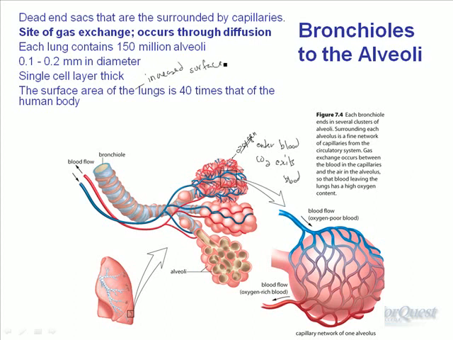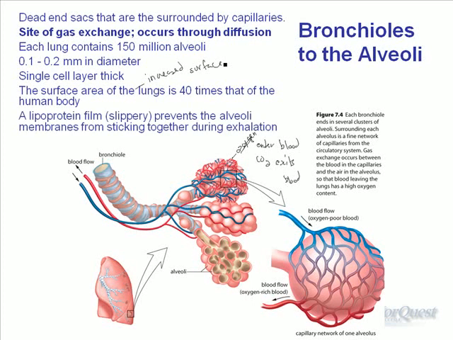The more surface we have, the more oxygen we can take in, the more carbon dioxide we can get rid of. They're also covered in a lipoprotein, and when we look at this word, we see lipo, that means a fat, and a protein is a protein. What it is, it's a slippery film that allows the alveoli to move freely so they don't stick together. It's a lubrication. If they weren't lubricated, then they'd stick to each other when they were inflated, and it would be harder for us to exhale air because we'd have all those alveoli sticking to each other on the outside.